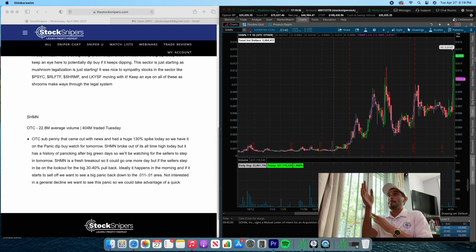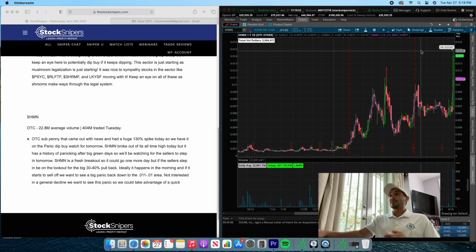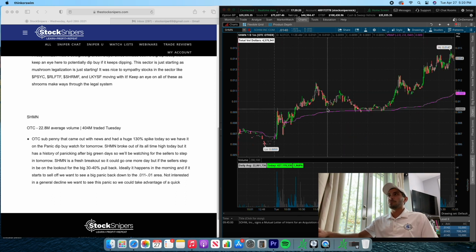Saw there's a couple snipers that bagged this today. Congrats, sniper team. If the sellers step in tomorrow, now this is a fresh breakout, so it could continue tomorrow. But when the panic finally starts, we're going to look for a near support that it made today. It looks like it had some support around the 0.011 area, around the 0.01 cent area as well. And that is 40% away from where it closed today. So if it comes down around there, it looks like there's some support around the 0.0091 area too. So be on the lookout.